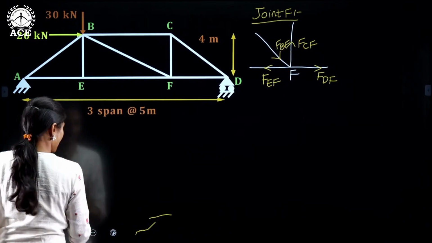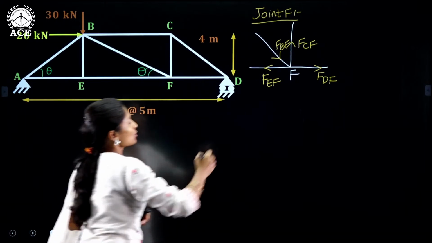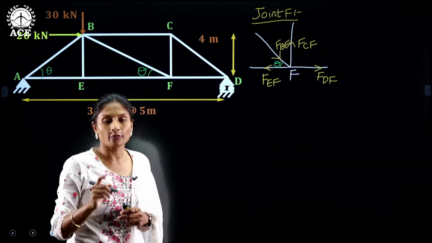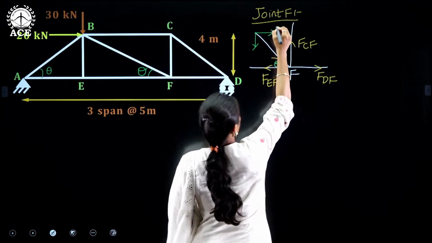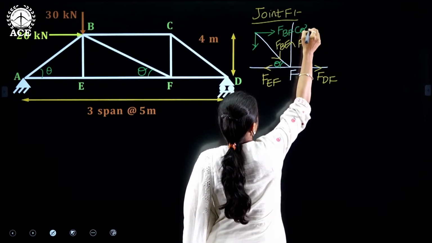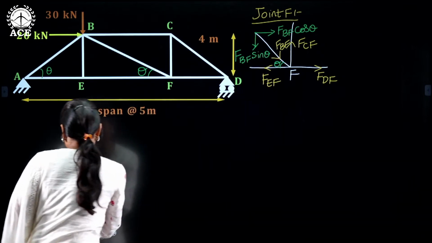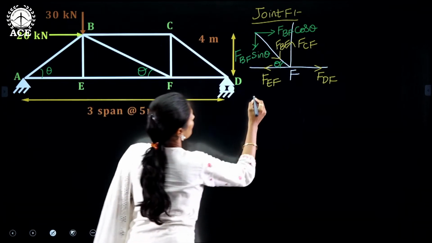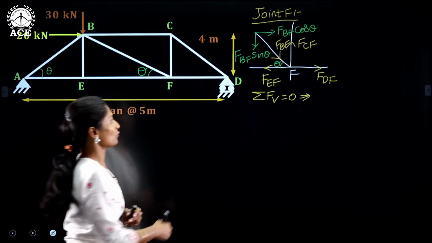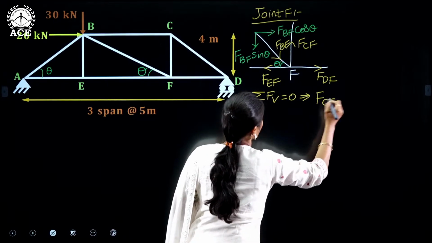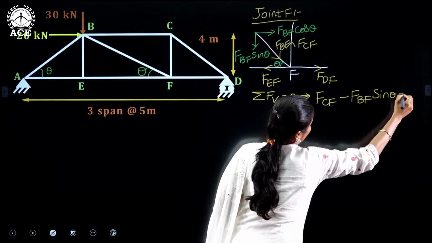And from the figure, we can write like this, right? This is theta. This is also theta, right? So, when this is theta, we have to resolve the forces along member BF. So, resolving this force, we are having 2 components. The horizontal component will be FBF cos theta and the vertical component will be FBF sin theta. Now, applying the equilibrium equations, sigma FV equals to 0. How many vertical forces are there? We are having 2 vertical forces. FCF is acting upward, FBF sin theta is acting downward. So, minus FBF sin theta equals to 0.